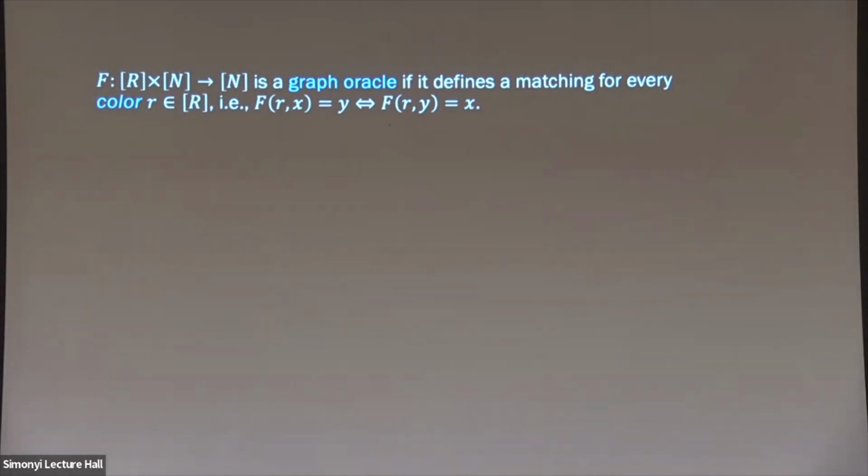So what is the components problem? Let me first define a notion of a graph oracle. This is some function that takes in two inputs: what I'll call a color, some variable r, and the name of a vertex. And it'll map you to another vertex. It's a graph oracle if for every color, this function defines a matching. So f of r comma x gives you y if and only if f of r comma y gives you x. You can think of this function as specifying a union of matchings for a graph of size n.